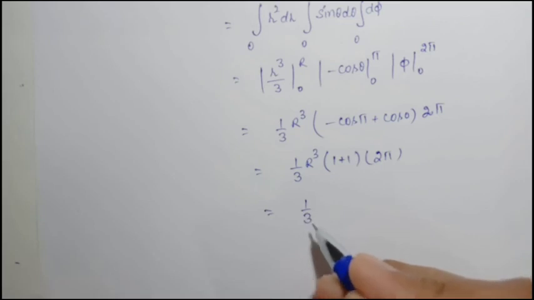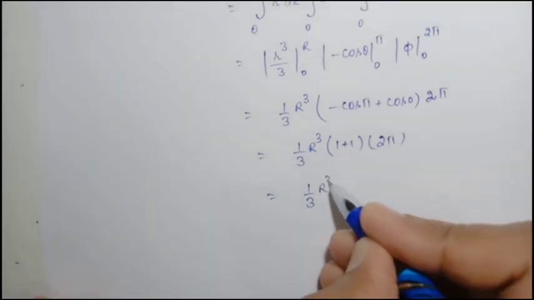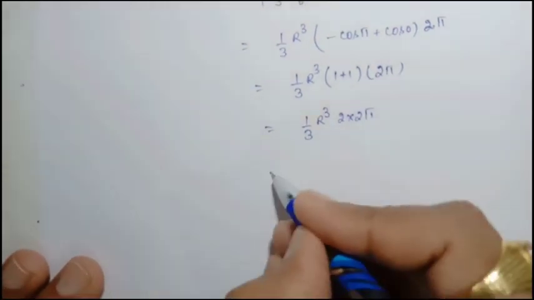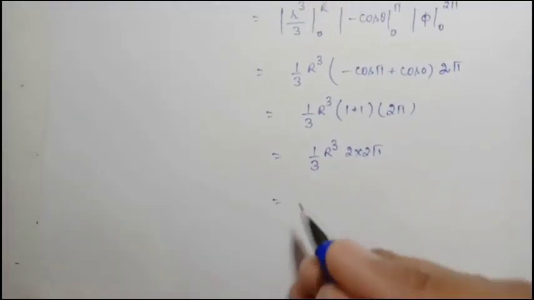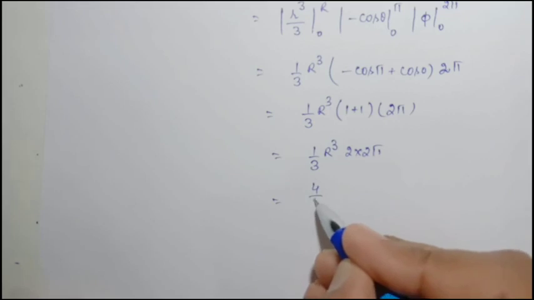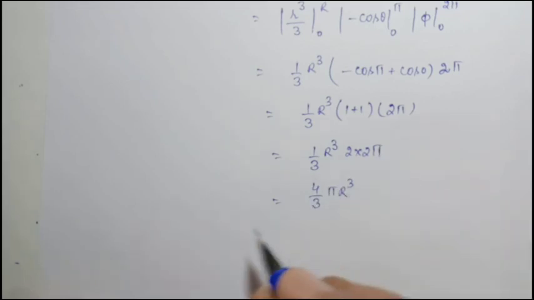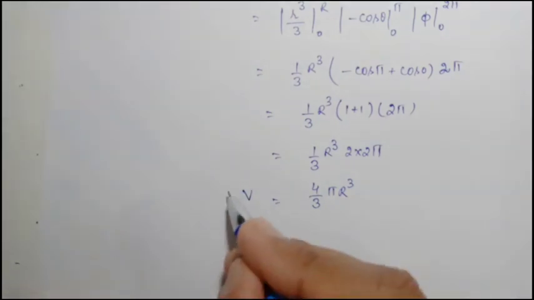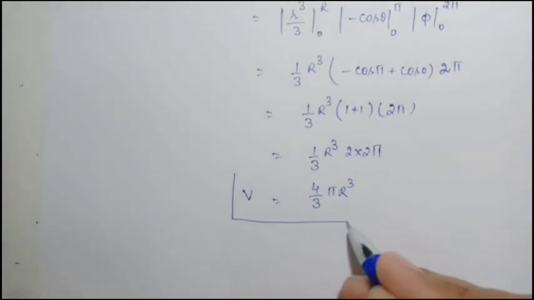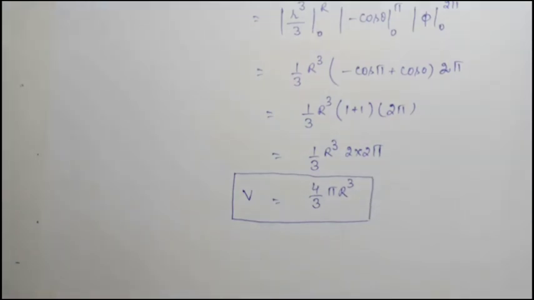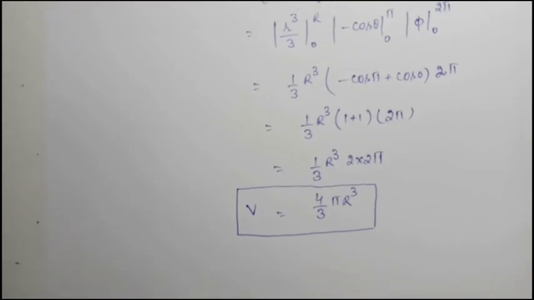And finally this is equal to 1 by 3 r cube and 2 into 2 pi, that is, this is equal to 4 over 3 pi r cube. So the volume of a sphere of radius r is equal to 4 over 3 pi r cube. Okay, thank you.